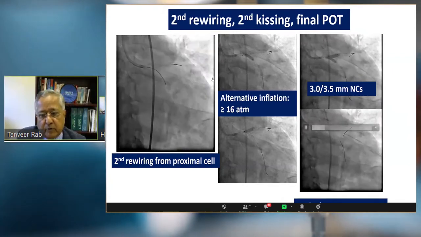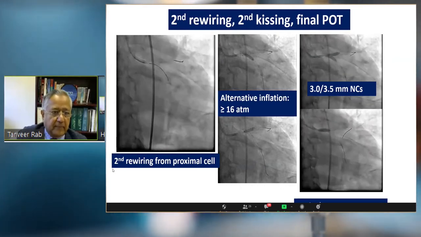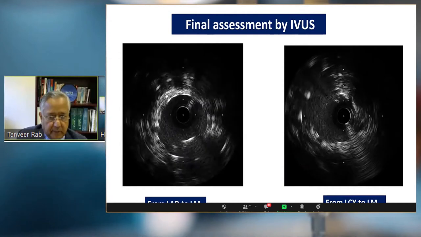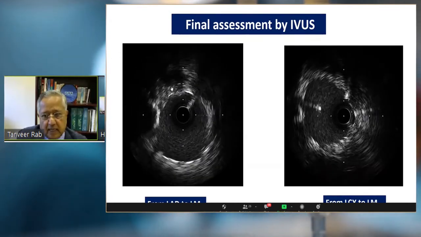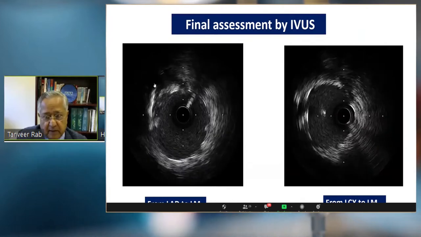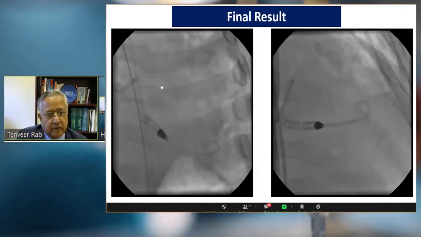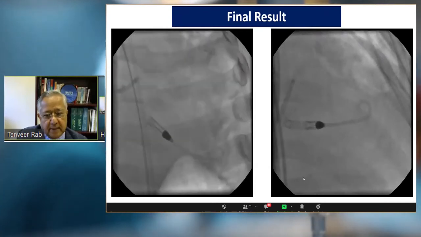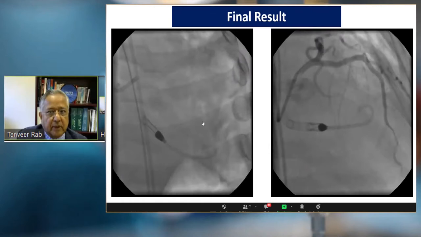And then we did a final POT with a 4.0 non-compliant balloon. And you know, from the LAD to left main, this is what the IVUS looks like. You have pretty good expansion of your cells. And also you can look from the left circumflex to the left main. You've got pretty good expansion and apposition of the stent struts. So this is the final result in this patient with cardiogenic shock. Left main stent area was 12.6, and the LAD ostium was 6.6. The patient did well.